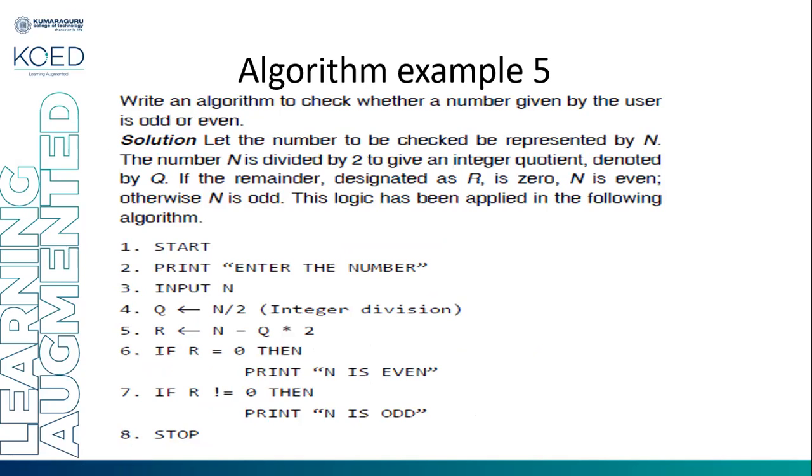For an odd number, the remainder will be non-zero. For example, 5: if you divide it by 2, what will happen? The remainder is 1. If you take 7, the remainder is 1. A non-zero value will always be the remainder. So we have to use this logic.